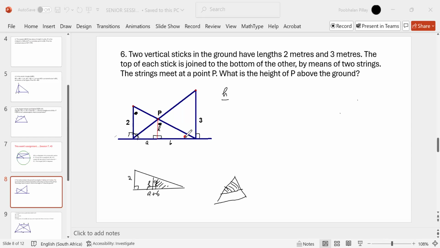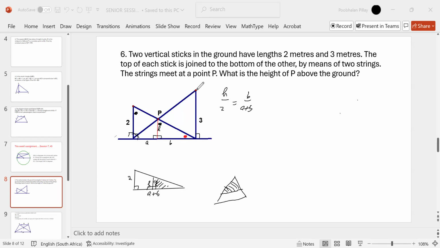You got H, which is opposite red, over 2, which is opposite red in the big triangle, right, is the same as B, which is opposite black. And in the large triangle, it's A plus B, which is opposite black, the whole thing. So you got H over 2 is equal to B over A plus B. That is if you look at the left-hand triangle. When I say left-hand triangle, I'm talking about the triangle with this as vertex. But now I can do the same thing with the right-hand triangle.